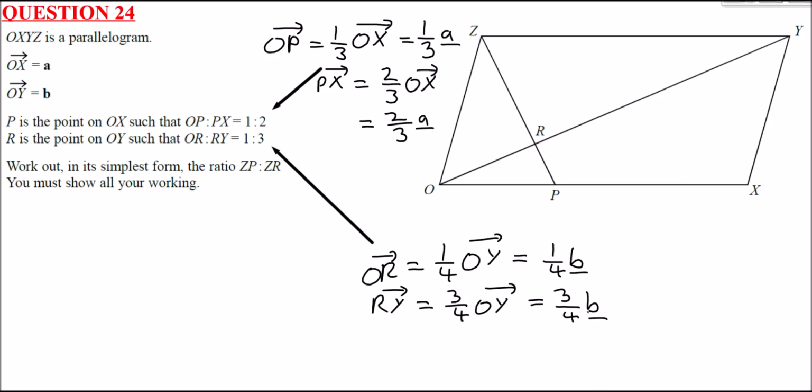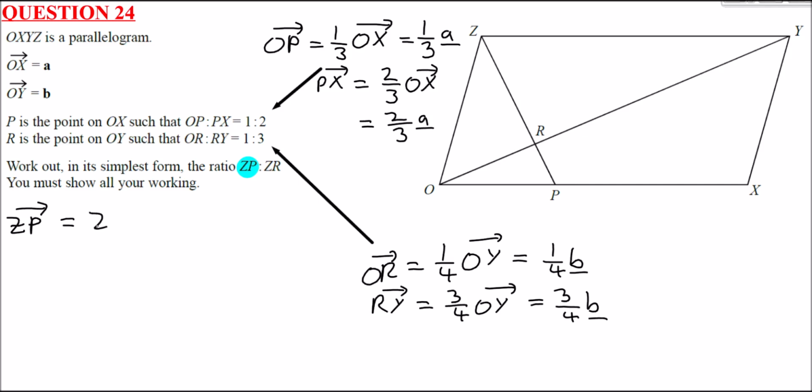So we need to work out in its simplest form the ratio ZP to ZR. So how can we go from Z to P first of all? Well, let's just consider that now. To go from Z to P, think of it like roadworks. I want to go from Z, get to P, using the vectors I know. What I could do is go from Z down to O, then once I'm at O, I could go from O to P.